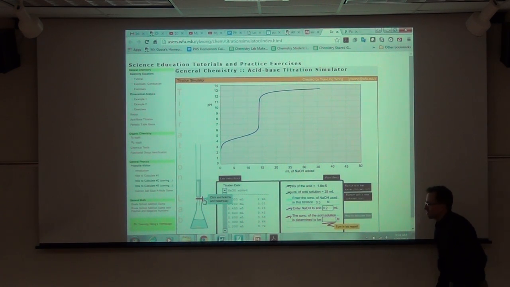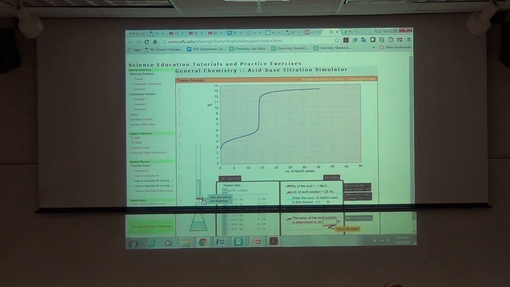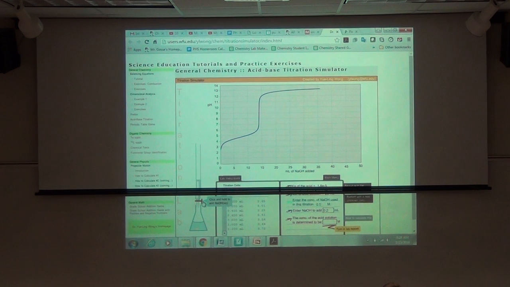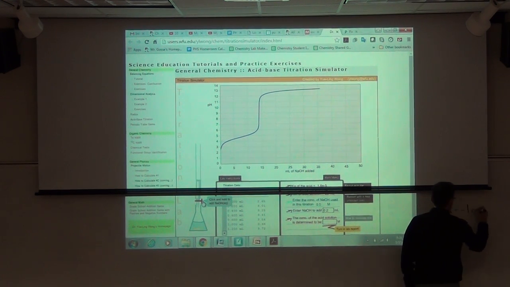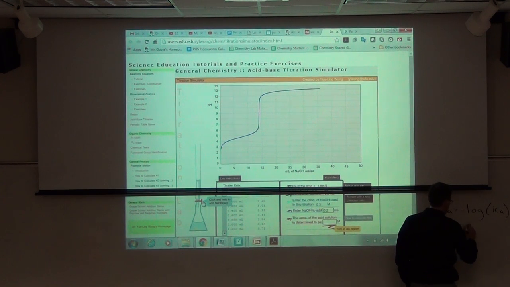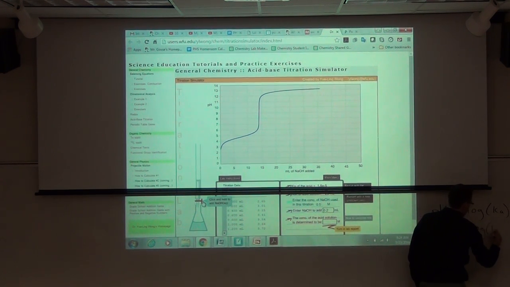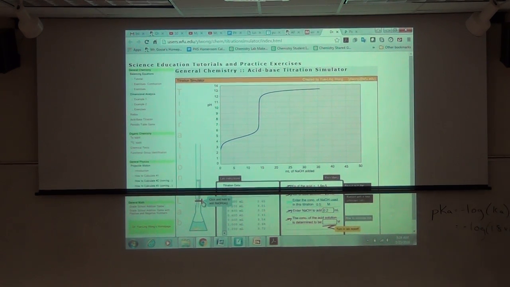This is acetic acid. So acetic acid is the famous 1.8 times 10 to the negative fifth. So pKa equals negative log of Ka. What that means is, if you take negative log of 1.8 times 10 to the negative fifth, and if you're asking where are you getting that, that's the Ka for acetic acid. What do you get for this?